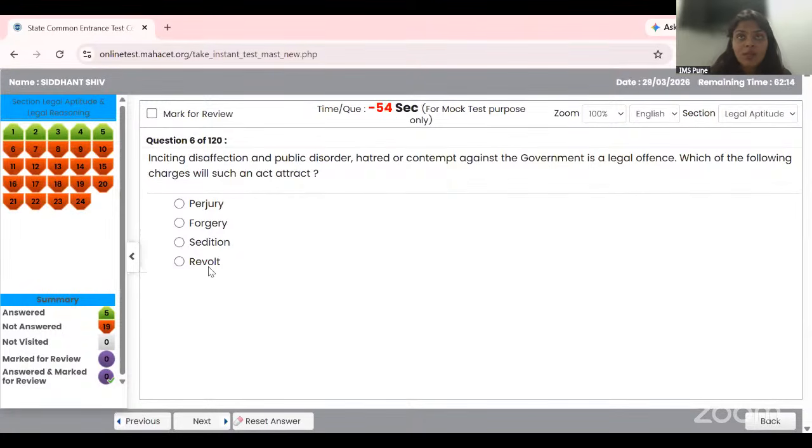Revolt is something when you're trying to protest, when you're trying to express your disaffection towards the government. So the correct answer here would be sedition. I'm trying to create that situation where there is a hatred or contempt against the government. So your answer would be sedition.